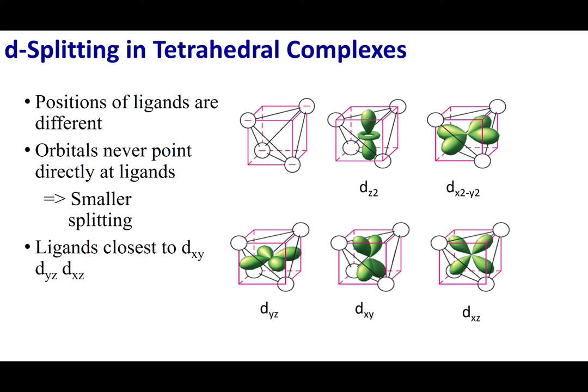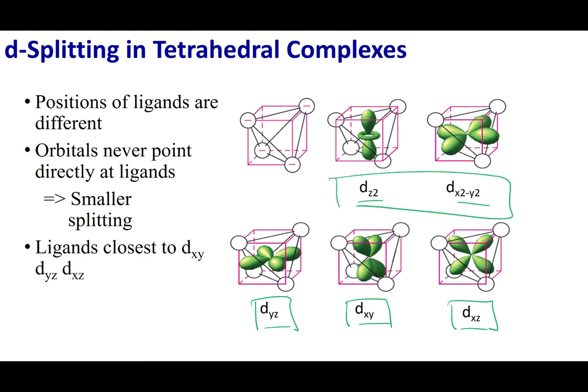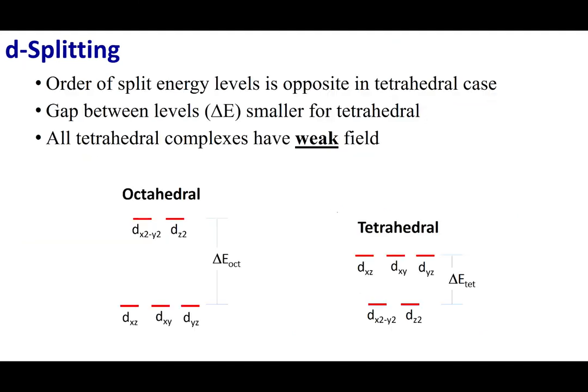Now what you can notice is how they interact with the d orbitals. Remember, if a lobe is pointed directly at a ligand, then that is a very unfavorable interaction. What you will notice is none of the lobes are pointed directly towards a ligand. So the first thing we'll note is in the tetrahedral case, the splitting is going to be much, much smaller. Nothing is super destabilized. It's kind of tough to tell, but these bottom 3 get slightly closer to the ligands than these top 2. And so these bottom three are destabilized more than the dz squared and the dx squared minus y squared. So this right here is the tetrahedral crystal field splitting diagram.